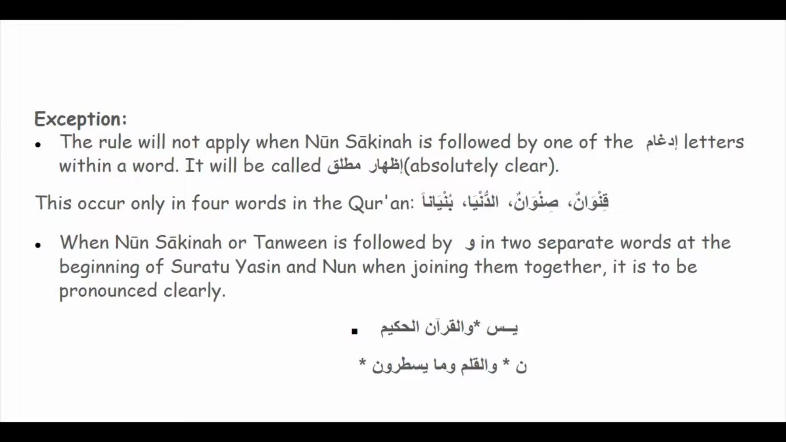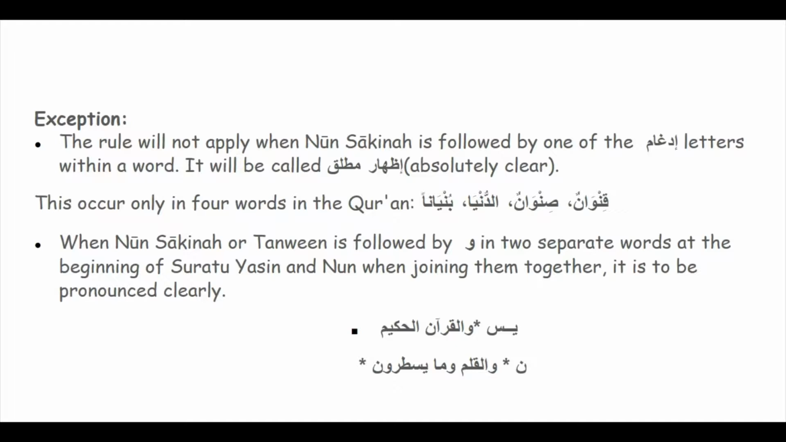The other exception is when nun sakina or tanween is followed by waw in 2 separate words, and this is found at the beginning of Surah Yasin and Surah Nun, when joining the first verse and the second verse together. So when we are joining these 2 verses together, we will also be pronouncing the nun sakina out clearly, and there is not going to be idgham.